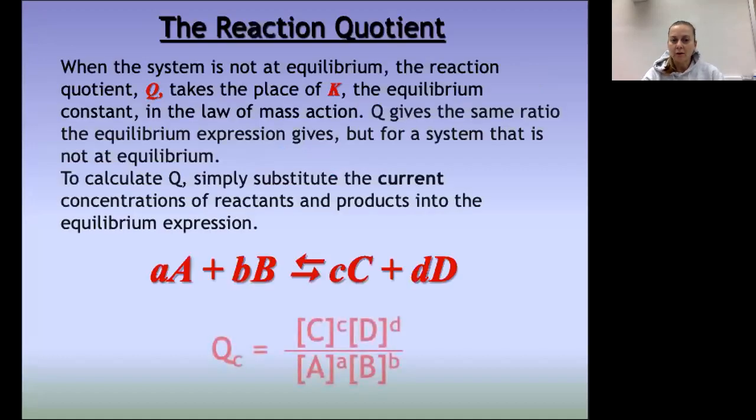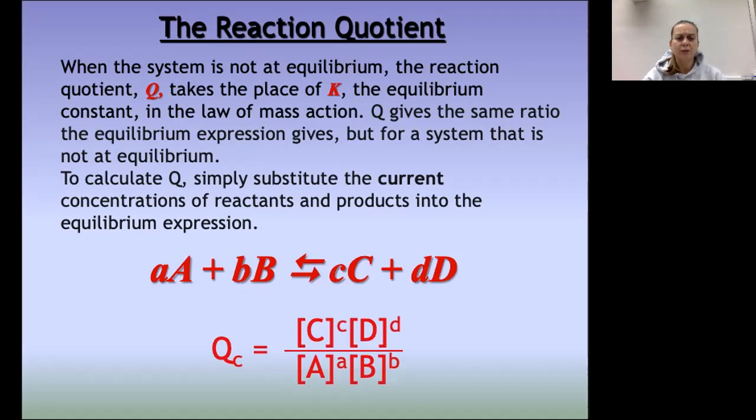So just a quick reminder of what Q is. Q is algebraically the same expression as K. We can write K only when the reaction is at equilibrium, but we can write Q, which is the reaction quotient, at any point. So Q takes the place of K. It's the same ratio, but it's for any system, whether or not it's at equilibrium. So we simply substitute in those current concentrations of products and reactants into that same expression: products raised to their coefficients divided by the product of the reactants raised to their coefficients.